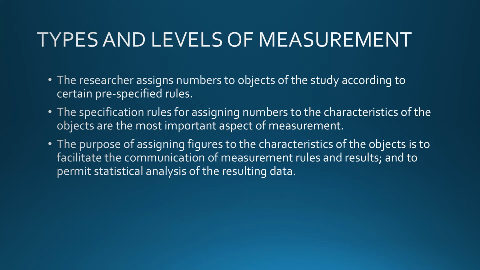The specification rules for assigning numbers to the characteristics of the objects are the most important aspect of measurement. The purpose of assigning figures to the characteristics of the objects is to facilitate the communication of measurement rules and results, and to permit statistical analysis of the resulting data.